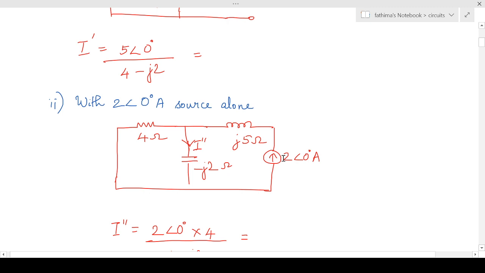I double dash will be equal to total current, we can apply current division formula here. So I double dash will be equal to the total current 2 angle 0 into the impedance of the other branch, that is 4, divided by the total impedance, that is 4 minus J2.